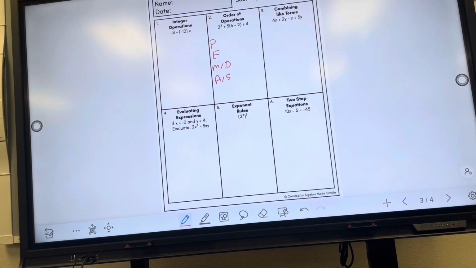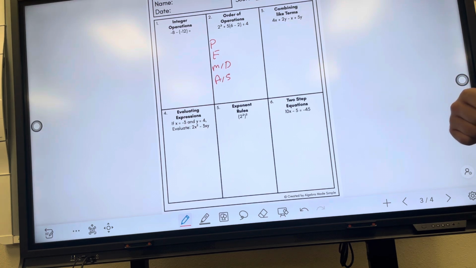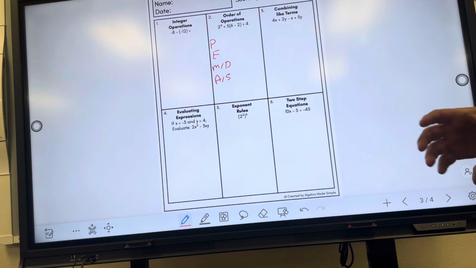Number 3, combining like terms. So you've got 4x plus 2y minus x plus 5y. Basically, what combining like terms is, whatever looks the same, they have to go together. So hopefully you guys can do that. See what you can do there.